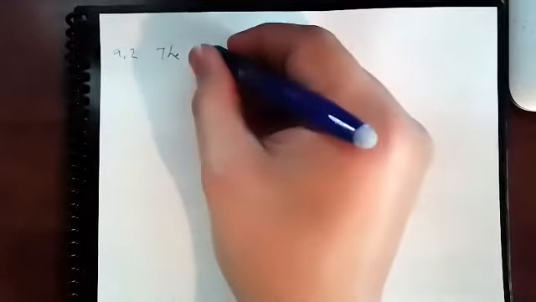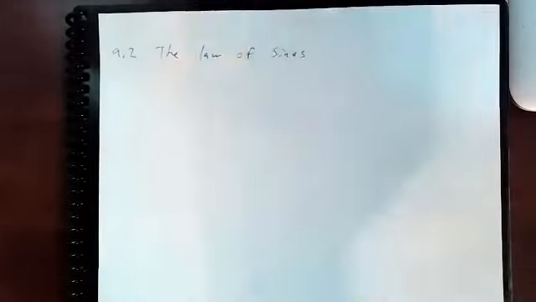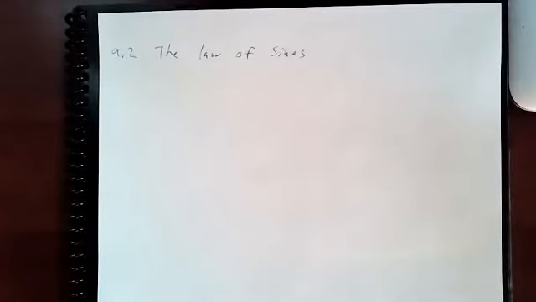9.2 is called the law of sines. So in this section, we're no longer dealing with right triangles, so we have to use a different formula to help us out. So this works for any kind of triangle. There are 4 cases. The first 2 cases are the ones you want to use law of sines for, because you can't do it on the other 2 cases.